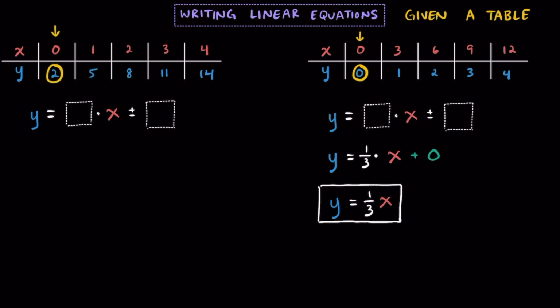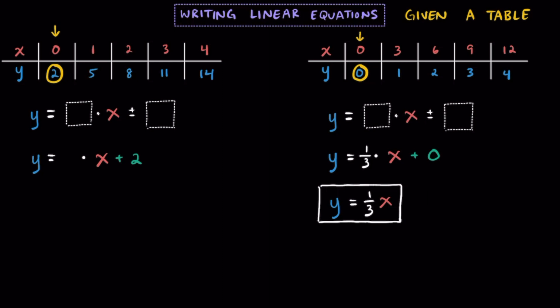Based on that, we can also say that this positive 2 means we're going to be putting a positive 2 in when we're adding at the end. So we're going to have y is equal to some number multiplied by x, and because it's a positive 2, we're going to write plus 2 at the end here. So we know that at some point we need to add 2 to get all the y values.